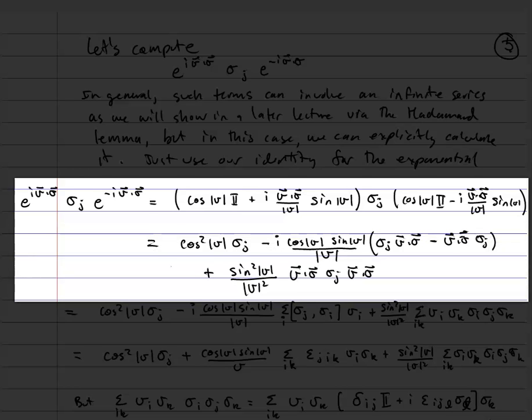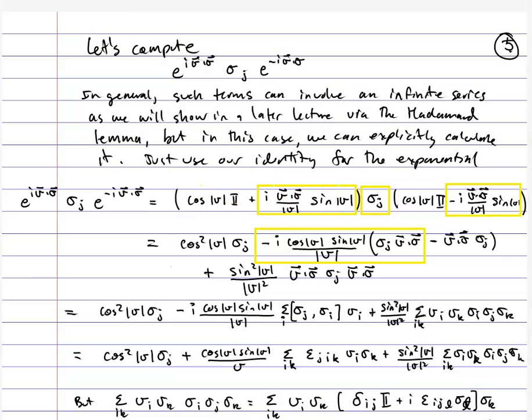Okay, let's work out the product of these different terms. We're just doing a FOIL here. It's a little bit complicated because we have the sigma j factor in the center. But if I look at the first term, it's got a cosine squared v. I have the identity times sigma j times the identity, that just is equal to sigma j. The second term is going to be a minus i cosine v sine v divided by v, sigma j times v dot sigma. The third term is going to be a plus i cosine v sine v over v, v dot sigma times sigma j.